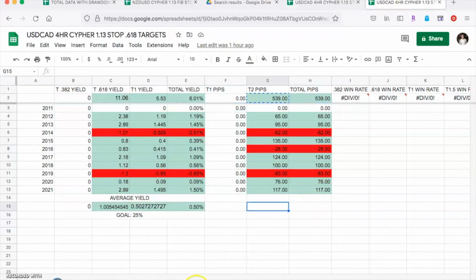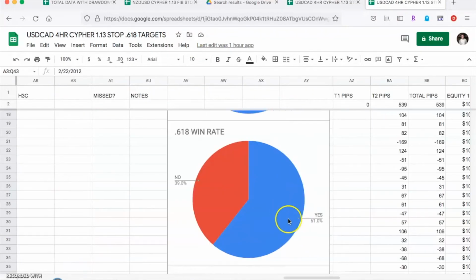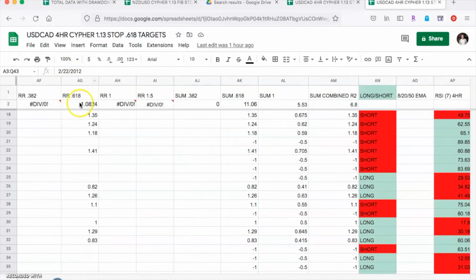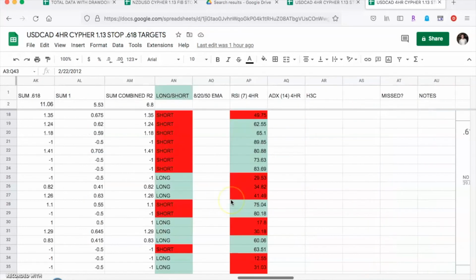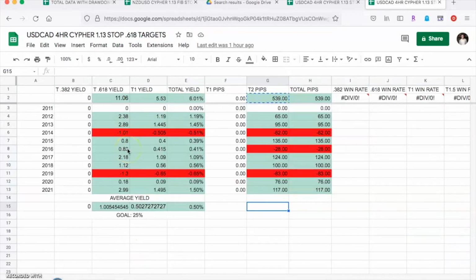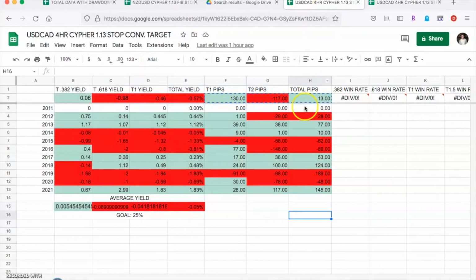And that 618 hit at 61% with a risk reward of just over 1.08. So we had pretty much 1-to-1 at a 61% hit rate, which came down to this 539 pip increase basically over what we had before.